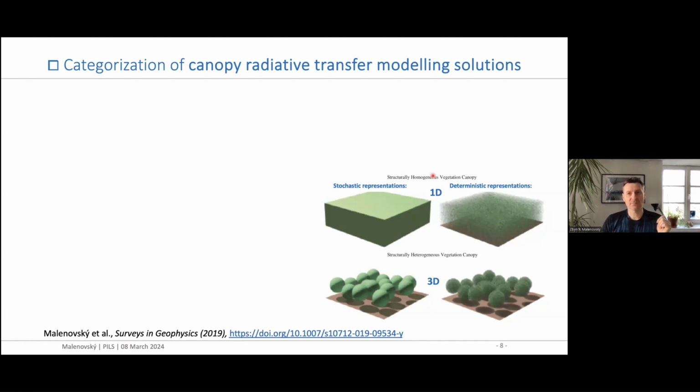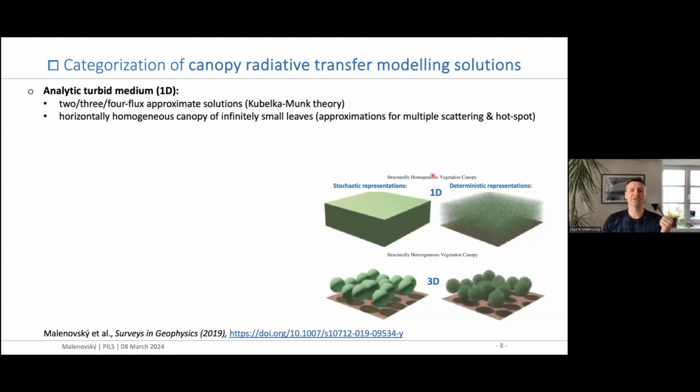Now, the solutions for radiative transfer, the first ones and the earliest ones, were analytic turbid medium 2, 3, or 4 flux solutions based on Kubelka-Munk theory. These solutions assume, as I said, a one-dimensional canopy built by infinitely small leaves, and there are quite a number of approximations for multiple scattering and hotspot modeling.